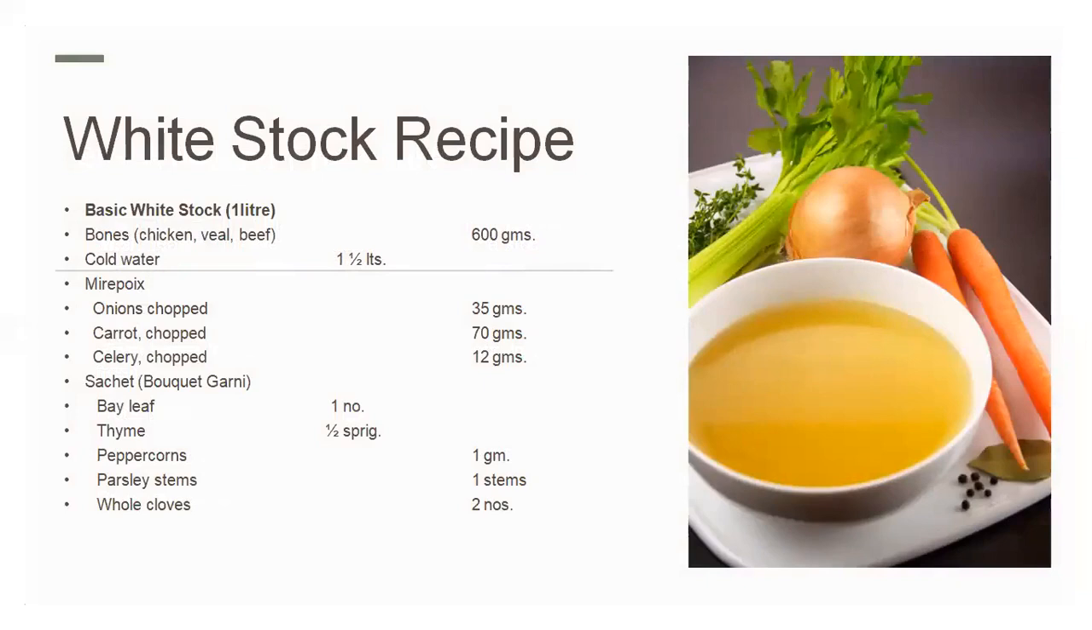So we'll start with the white stock recipe. To make the basic white stock, 1 liter quantity, we need either chicken bones, veal bones or beef bones, 600 grams in quantity. Cold water, then mirepoix, which is the mix of onion, carrots and celery, chopped either in dices or roughly chopped. A sachet is added, which includes bay leaf, thyme, peppercorn, parsley stem and cloves. Now we'll go through one video which will explain how the white stock is prepared. Let's watch together.